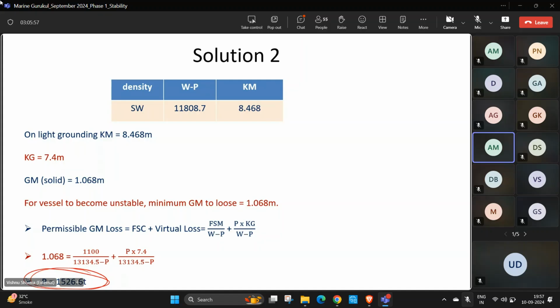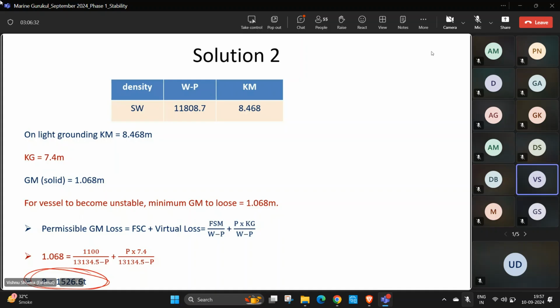Sir, I'm getting 1525.3. Okay, that's okay. That must be some calculation rounding issue, nothing else. It can't be anything much different. Don't worry. I'm sure the steps are correct, right? Yes, sir. Sir, I got the KM 8.467. Okay, fine. So I got 1.067. Yes, sir, it will make that 0.1 difference, but not that much of a difference.